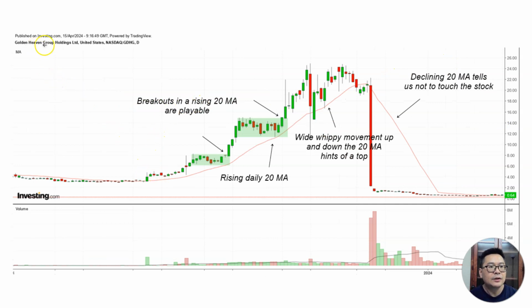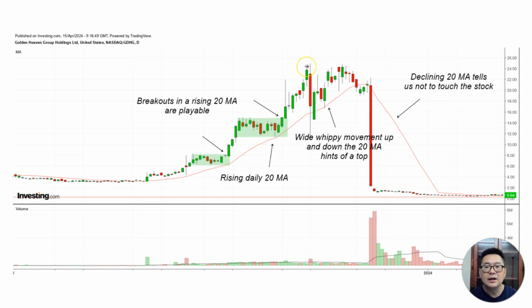So we have this stock, Golden Heaven Group Holdings. We have it in a rising daily 20 MA. From here, it started to rise. And look, here we have a breakout. A breakout is where the stock trades sideways and then breaks out of this consolidation. Here there is also another sideways trading, and then it breaks out. So when the 20 MA is rising and the stock trades and consolidates near the rising 20 MA, breakouts are actually playable and have very high probability win rates. You could buy here, put the stop, ride it higher. Here is also a breakout. Buy the breakout, put the stop loss, ride it higher.